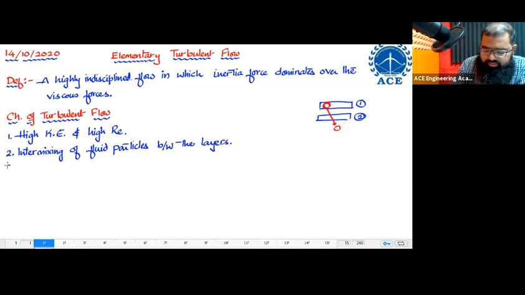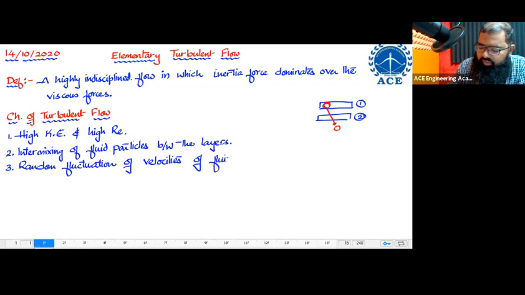What is the result of intermixing? Whenever intermixing takes place, eventually you're going to have random fluctuation in velocity for fluid particles. So the third point is random fluctuation of velocities of fluid particles.